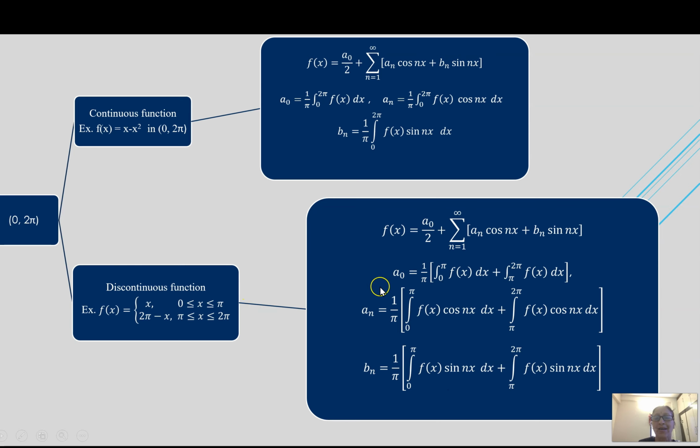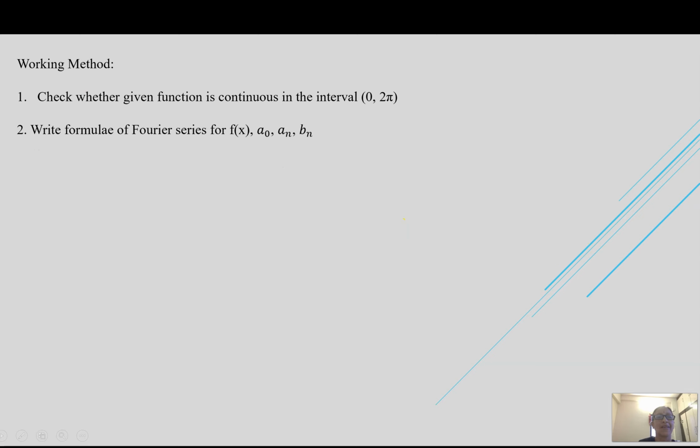So as usual, after getting values of a_0, a_n, b_n, you have to substitute those values in this f(x) to get the Fourier series. Now let us see the working method to expand any continuous function as a Fourier series. So here let us see that working method.